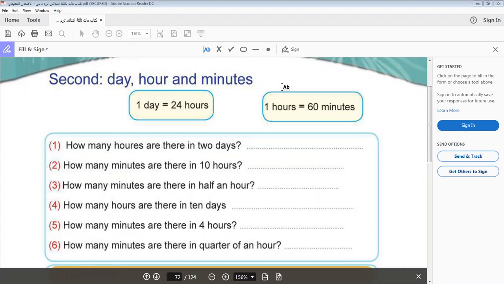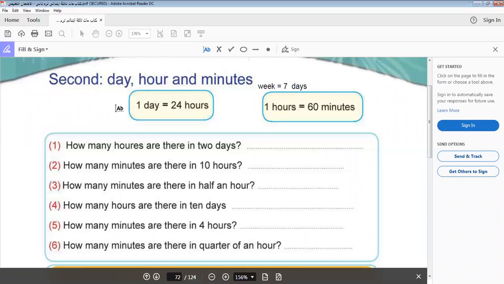Today we will complete part 2, entering time. We will talk about day, hour and minutes. The days like Saturday, Sunday, Monday, etc., till the end of the week. The week has 7 days. If you remember, the week has 7 days.